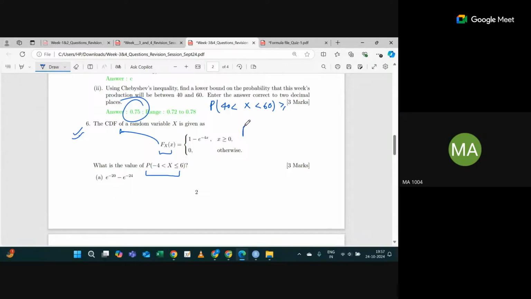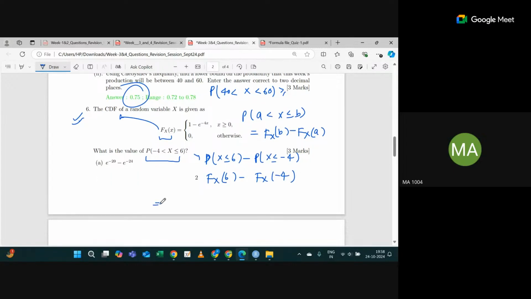Now your question was to calculate this part. We have seen probability A less than X less than or equal to B is the same as FX(B) minus FX(A). So what can I write here? Probability X less or equal to 6 minus probability X less or equal to minus 4. That means FX(6) minus FX(minus 4).